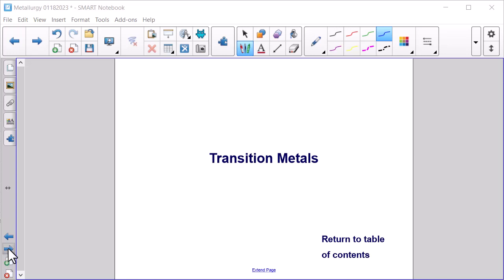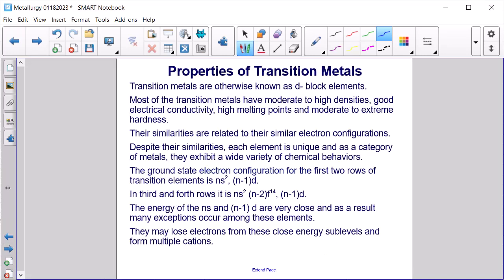Transition metals. Transition metals are otherwise known as D-block elements. Most of the transition metals have moderate to high densities, good electrical conductivity, high melting points, and moderate to extreme hardness. Their similarities are related to their similar electron configurations.